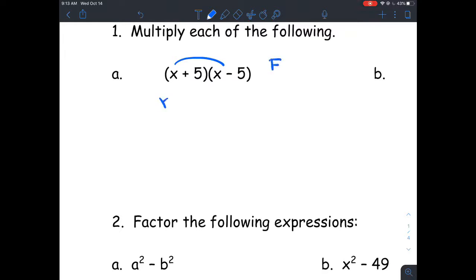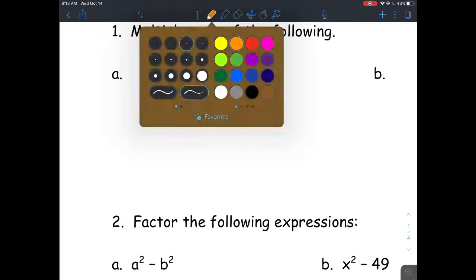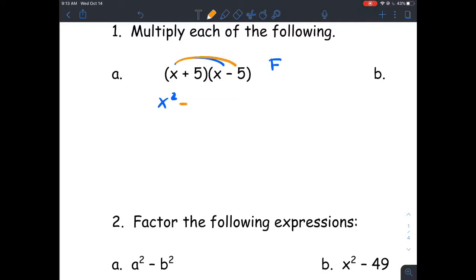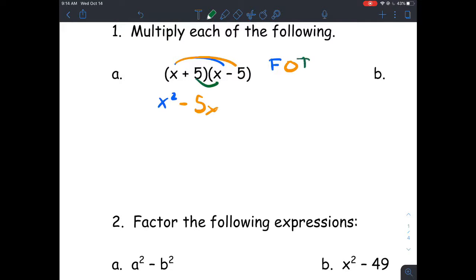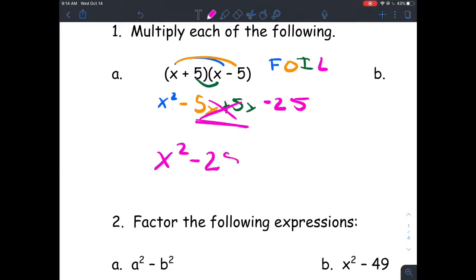We're going to do our first term, we get x squared. Our outer terms, we get negative 5x. Our inner terms, we get plus 5x. And our last terms, we get a minus 25. So these two middle terms drop out and we get x squared minus 25.